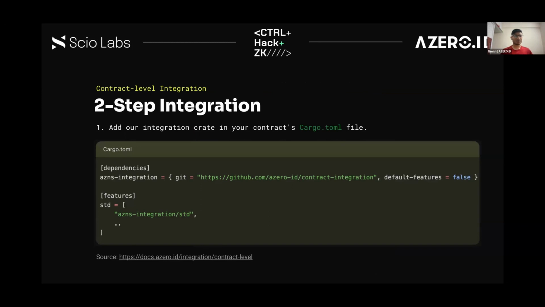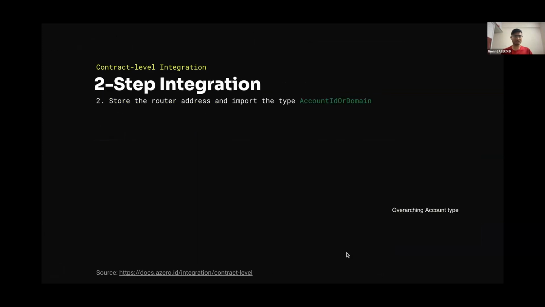So now moving on for the contract level integration. You will have to first import or include our integration crate in your cargo file and add these couple of dependencies in the features. And you can also have a more look at it in the documentation for more details.